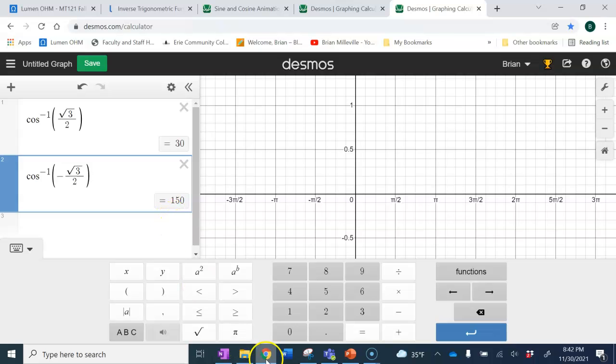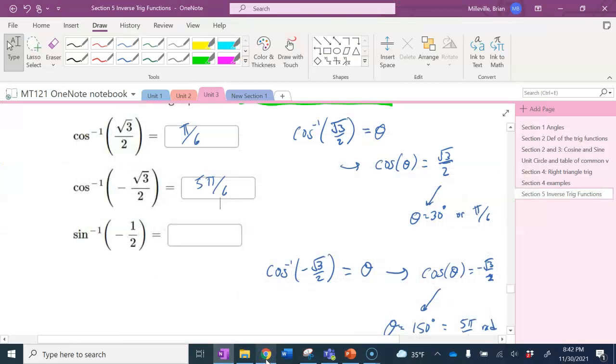Going back to the last example here, let's do this one on the calculator exclusively. Inverse sine of negative 1/2.